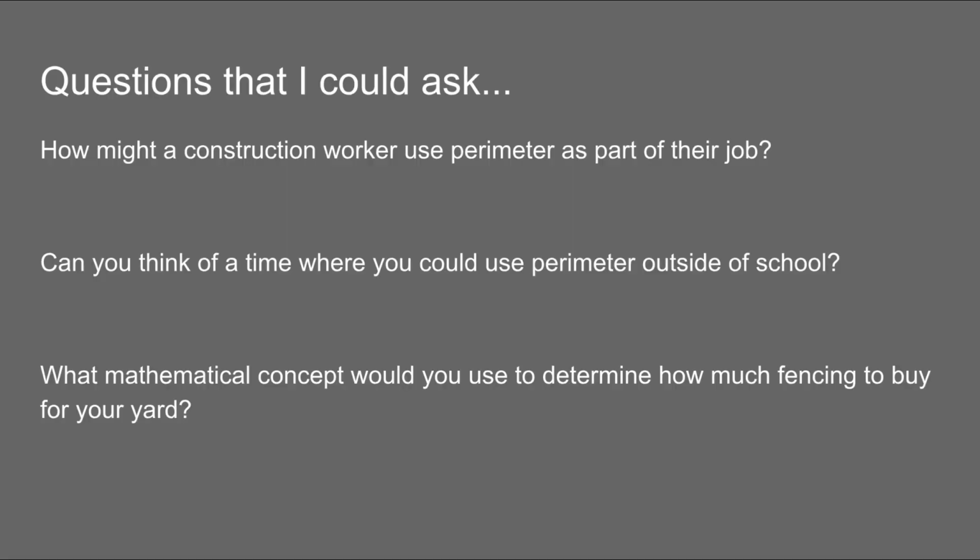Here we have some questions that we could ask with the process and readiness standard. Some examples are, how might a construction worker use perimeter as a part of their job? Can you think of a time you could use perimeter outside of school? What mathematical concept would you also use to determine how much fencing to buy for your yard? Pause the video and see if you could come up with a few more questions on your own.